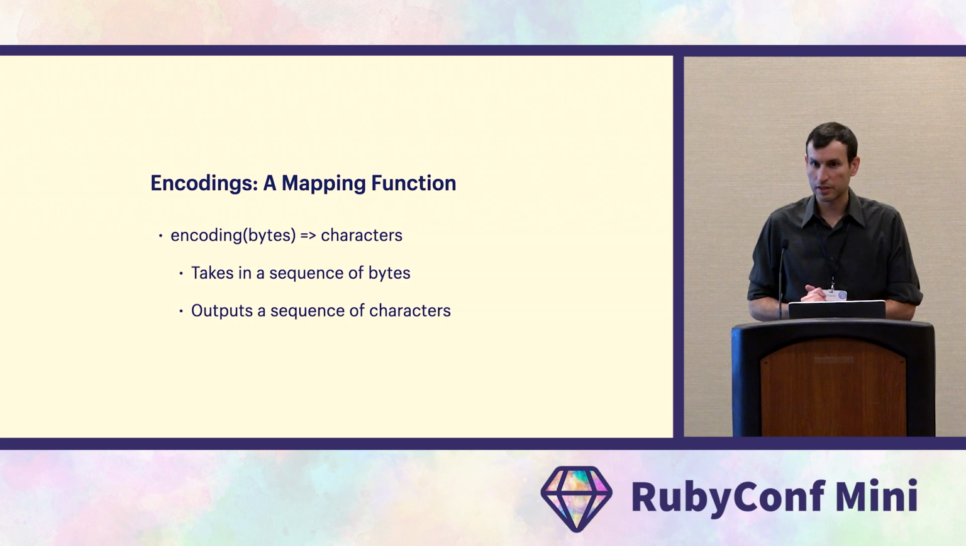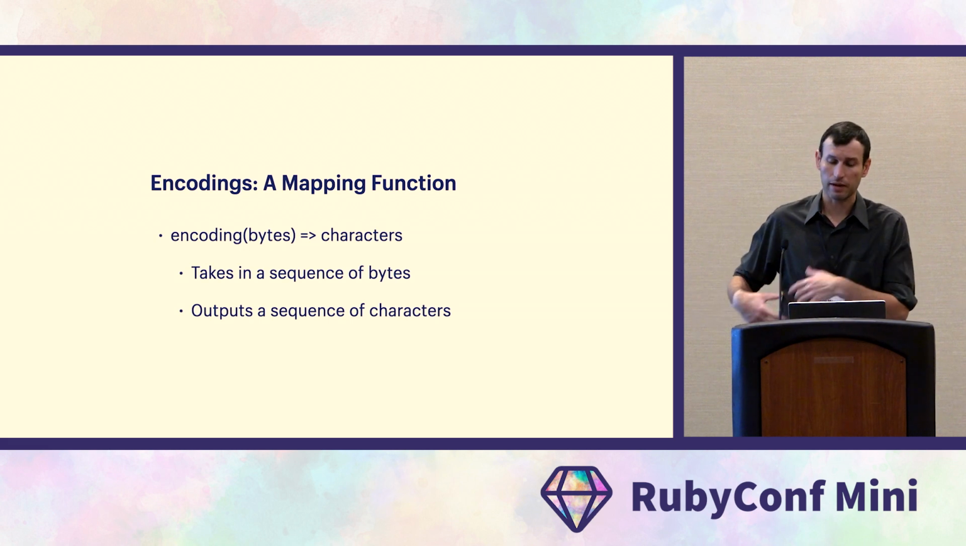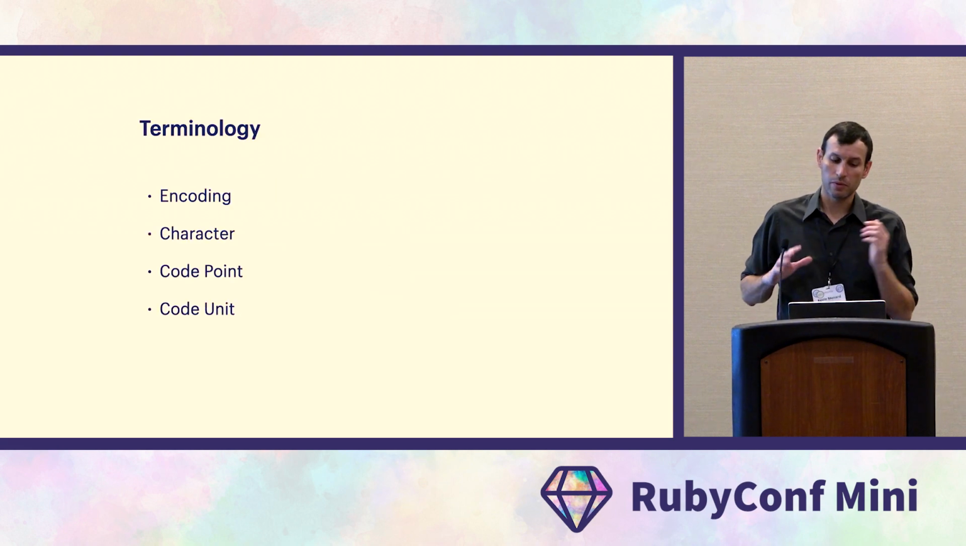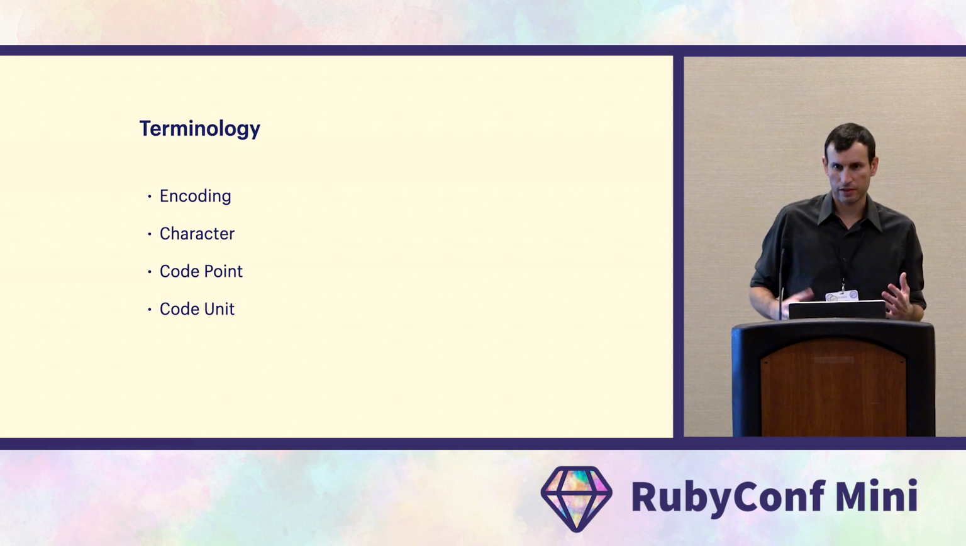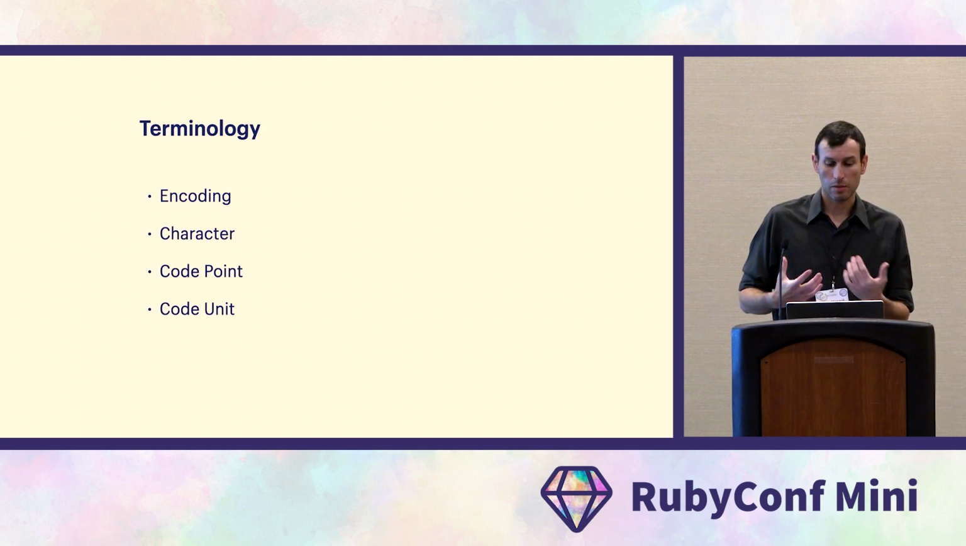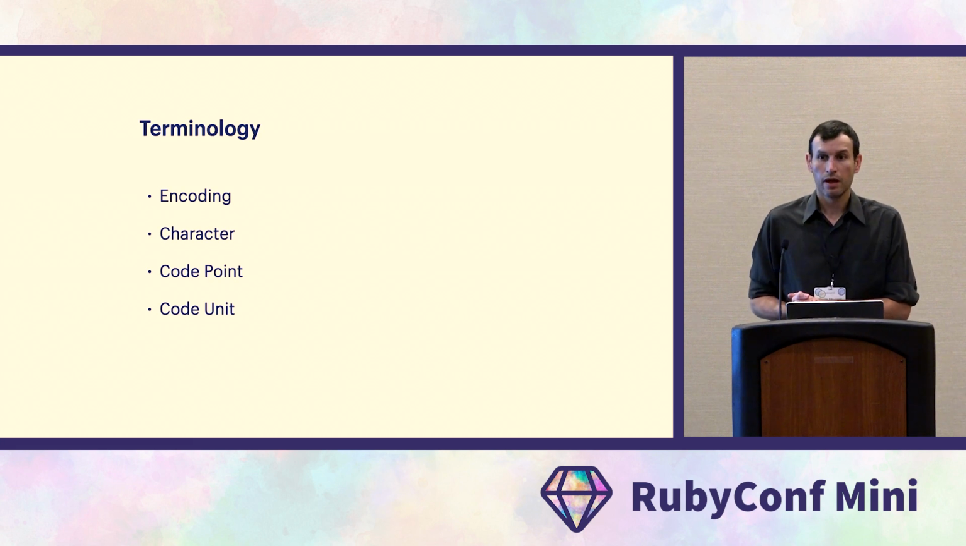At the simplest level, an encoding is really just a mapping function. It takes an array of bytes in and produces an array of characters. There's different encodings, so you can have different lists of characters, and then you can have different byte representations for them. So pausing for a moment, I just want to clarify some terminology. Throughout the talk, I'm going to be using loose terms. If you really get into encoding, there's some very precise definitions on things. But for our purposes, we'll consider encoding to just be this mapping of a byte representation to a character.